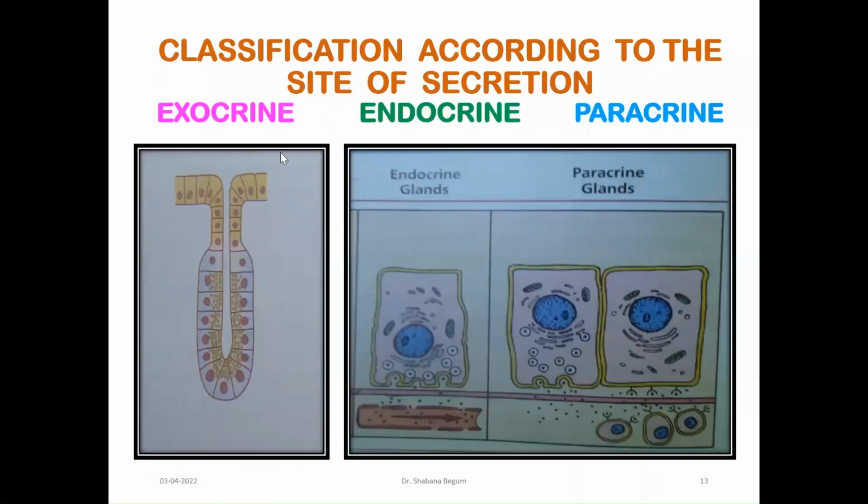Now, classification according to site of secretion. We have three types: the exocrine, the endocrine glands, and the paracrine glands. Exocrine glands, as we have already discussed here, the secretions are conveyed to the surface by means of a duct. In case of endocrine glands, the secretions are directly conveyed into the bloodstream. In case of paracrine glands, the secretions are conveyed into the local extracellular space, and here it has action in the surrounding adjacent cells.